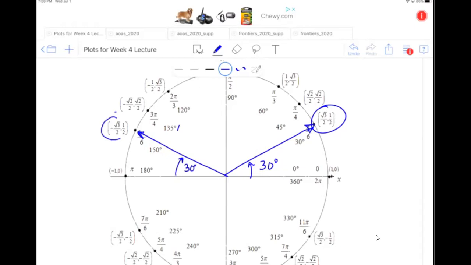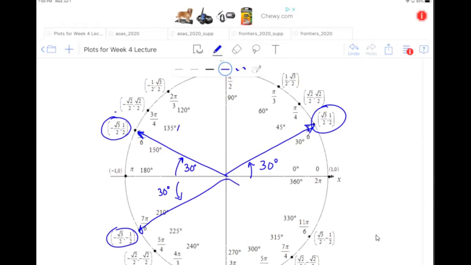Take a look at the coordinates. It's the same two numbers, same order, except the first one's negative because you're in quadrant 2. If you take a look at this angle here between 180 and 210, this also makes a 30-degree angle with the x-axis. Take a look at the coordinates. They're in the same order, radical 3 over 2 first, but they're both negative.